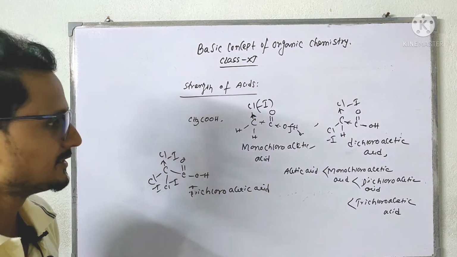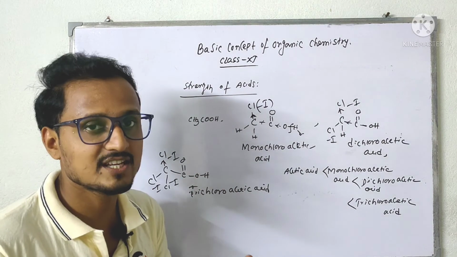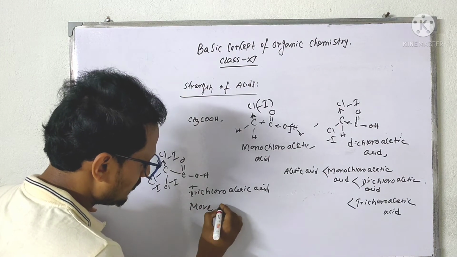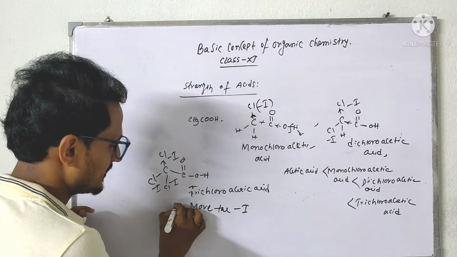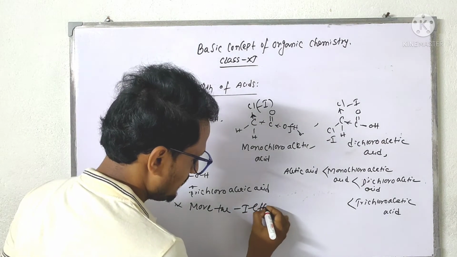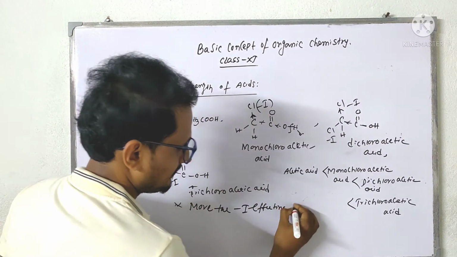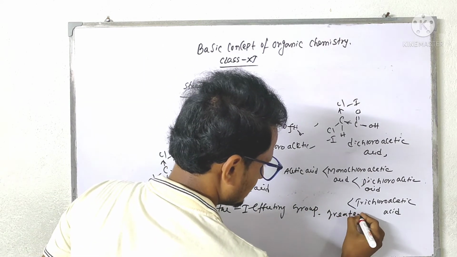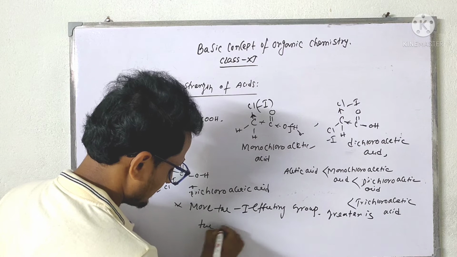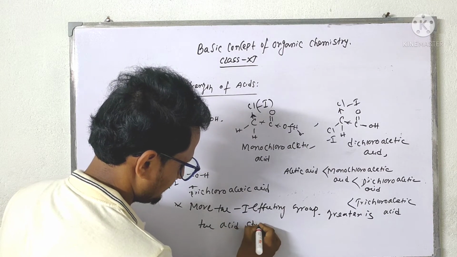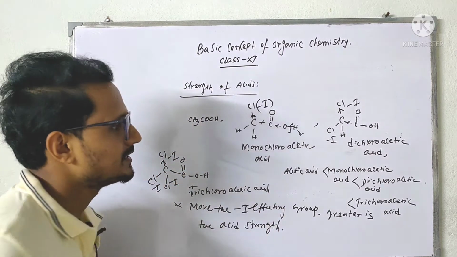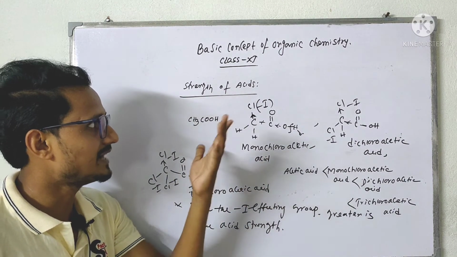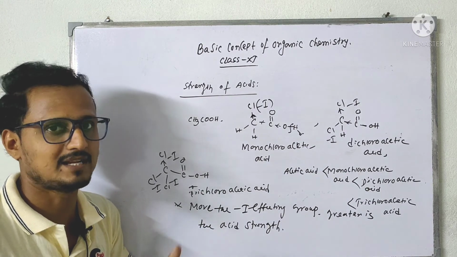Trichloro. Okay, so what we have learned here is that a minus I affecting group increases the acidity. The more the minus I affecting group, the greater is the acid strength. So we can easily know the strength of an acid by the minus I affecting group and plus I affecting group.